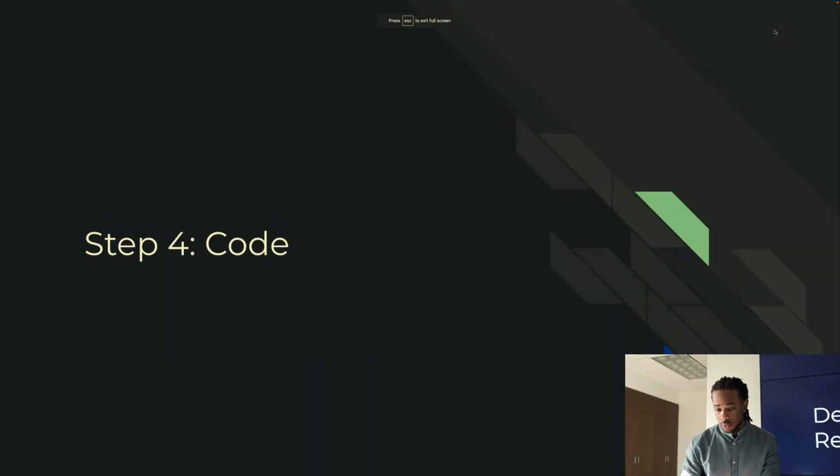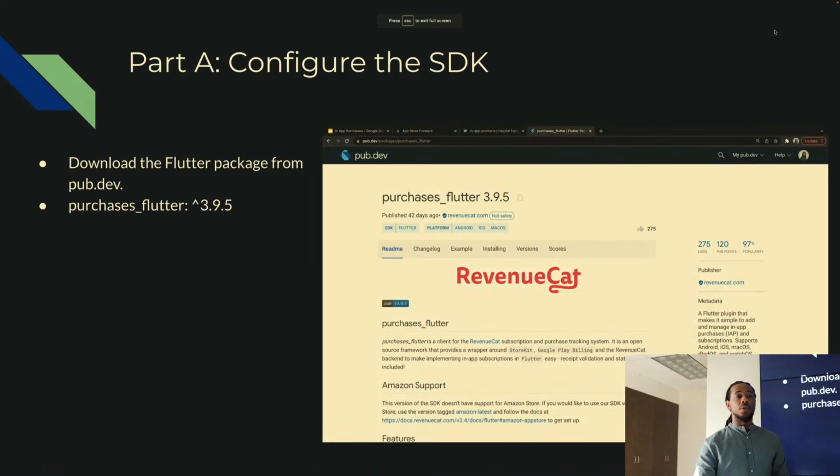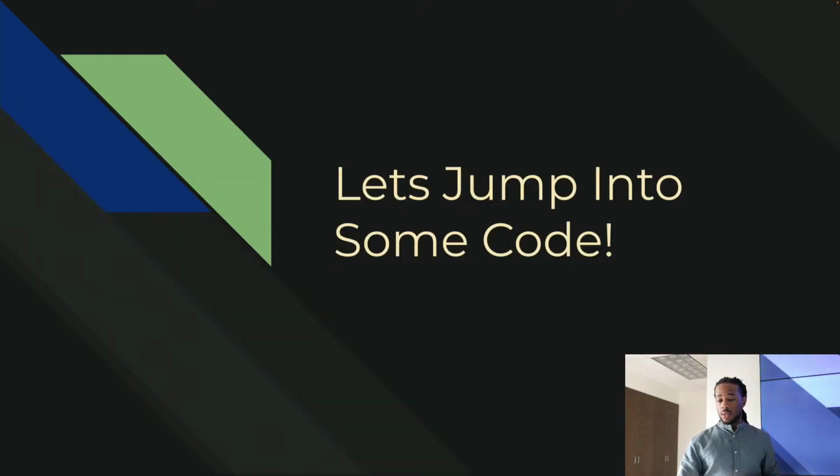All right, so now it's time to jump into the code. So the first thing that you want to do is, with Flutter, they make it easy by just downloading a package. So of course you want to head over to pub.dev, make sure you download Purchases Flutter, currently on version 3.9.5, I checked earlier today, and then make sure you get that installed. And then we can go ahead and jump into some code.